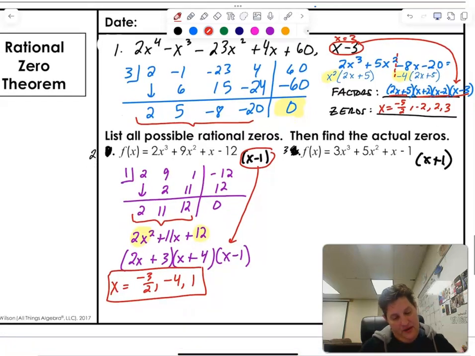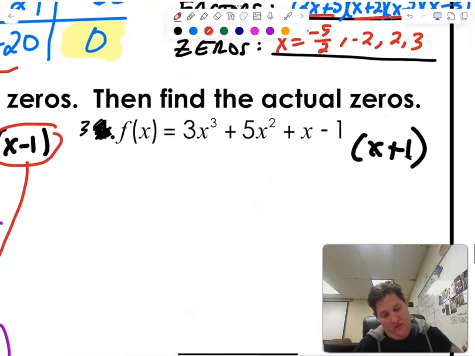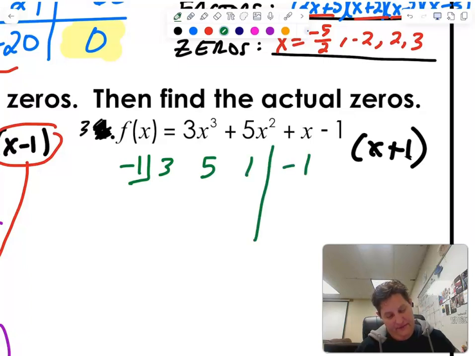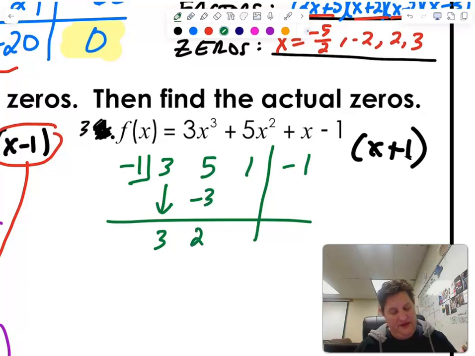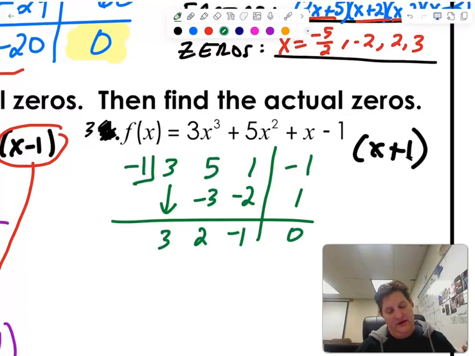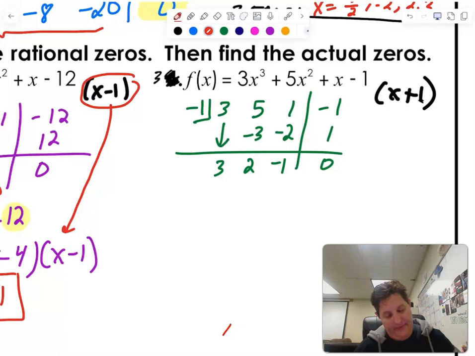Okay? And here's our last one. We want to make sure that we're using negative 1 to see if it goes into 3, 5, 1, negative 1. 3 times negative 1 is negative 3, that's 2. 2 times negative 1 is negative 2, that's negative 1. And negative 1 times negative 1 is positive 1, and that's 0. Okay?